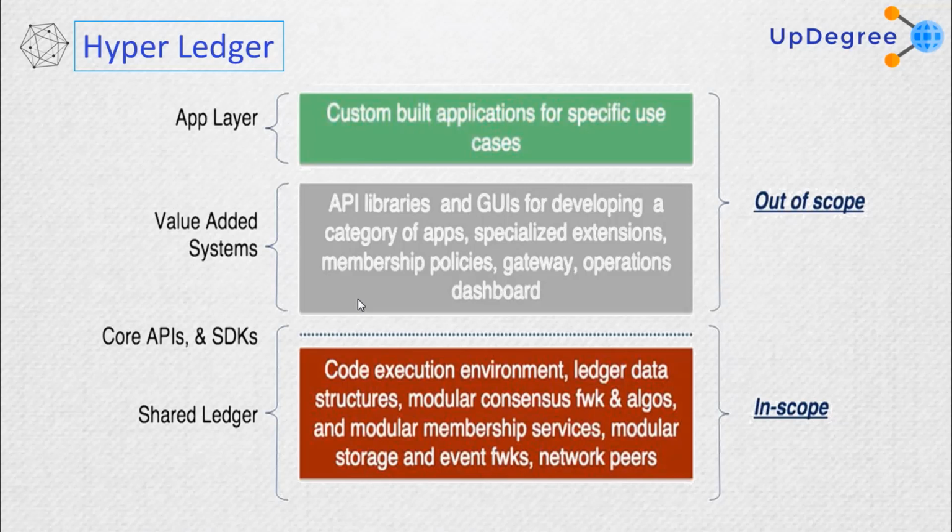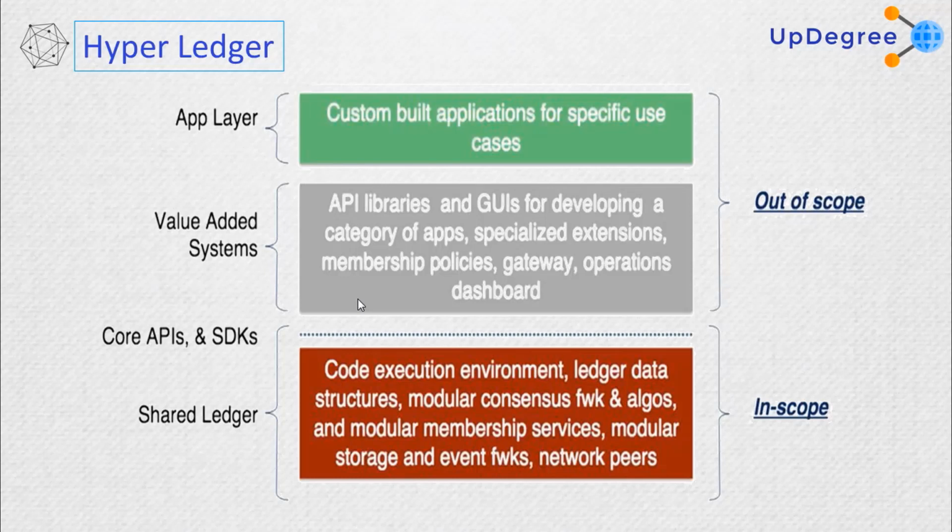So basically, understand that the shared ledger is in scope. The top part is the app layer, where you can develop your own applications. Value added systems and core APIs basically depend on what kind of business case you bring in, which is more technology oriented, but you just need to understand the in scope and the app layer. So if someone asks what is Hyperledger, it is basically a 4-layer mechanism.